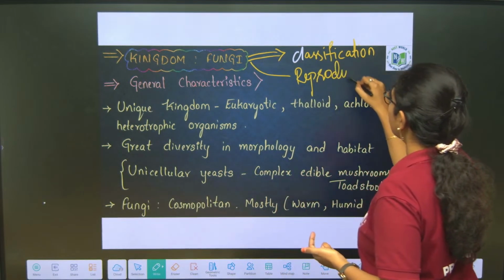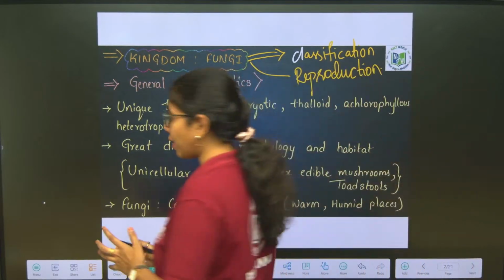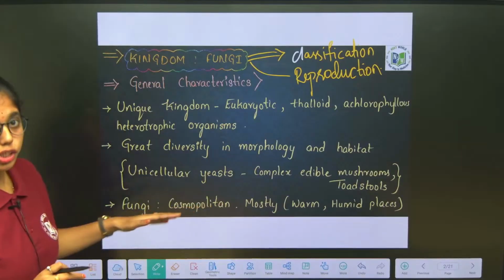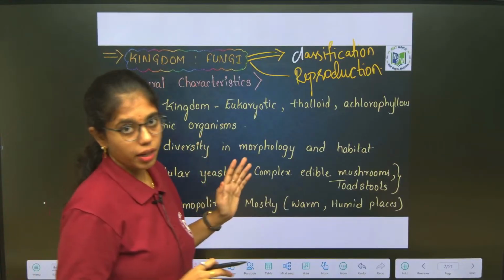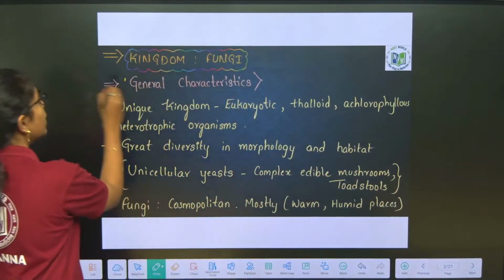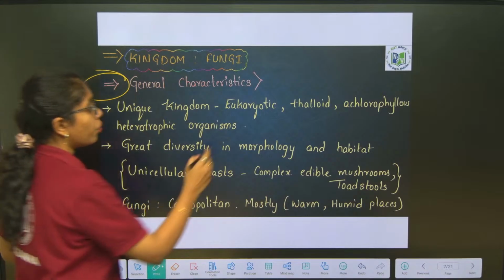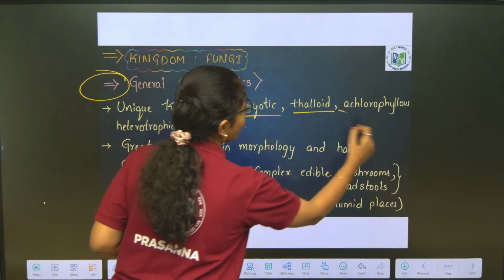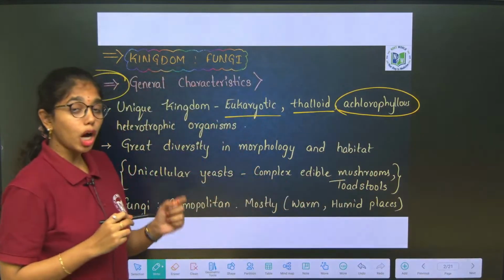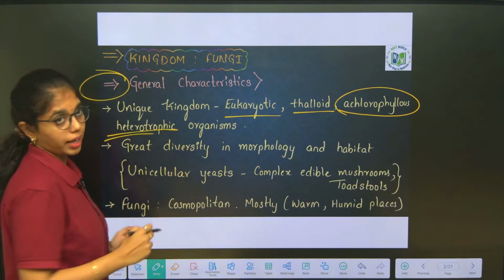Fine, ma'am. So, first let us look into the basic general characteristics of fungi, then its classification, and then its reproduction in detail. So, let us get started first with general characteristics. Fungi is a unique kingdom with eukaryotic, thalloid and achlorophyllous organisms. They have a purely heterotrophic mode of nutrition.